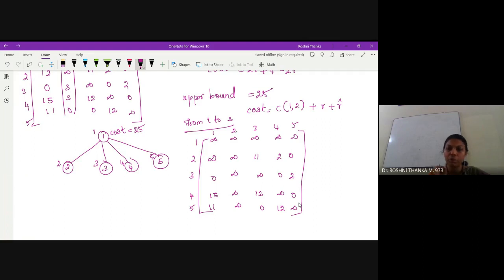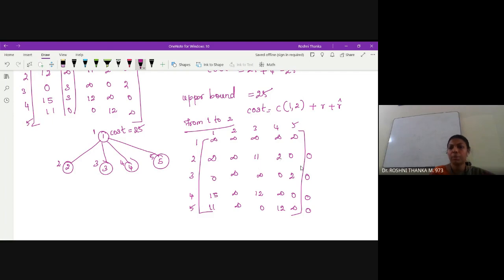Same thing you have to do here as well. So if you see here, the minimum cost here is infinity, so we cannot do anything here. Here the minimum cost is 0. Here the minimum cost is 0. Here also the minimum cost is 0. Here also the minimum cost is 0. So for this full row, it is infinity, so leave it. So here it is full of 0.